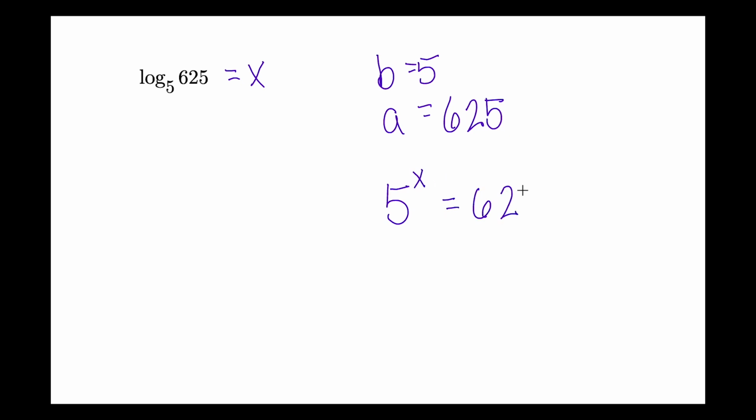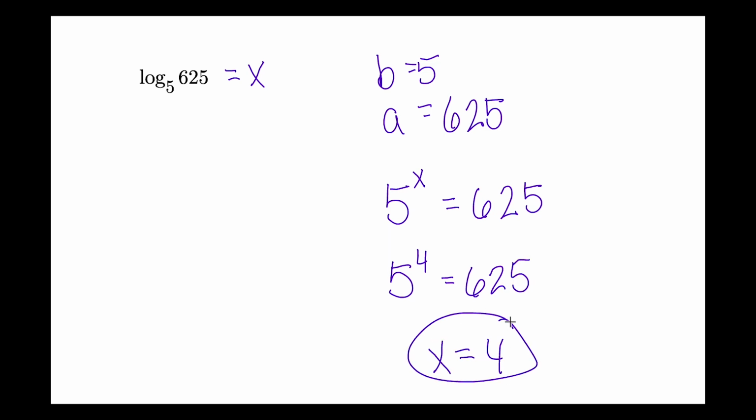Okay, one more example. Log base 5 of 625 equals x. The base is 5, and the answer is 625. So 5 to what power equals 625? 625 is equal to 5 to the 4th power, so x equals 4.